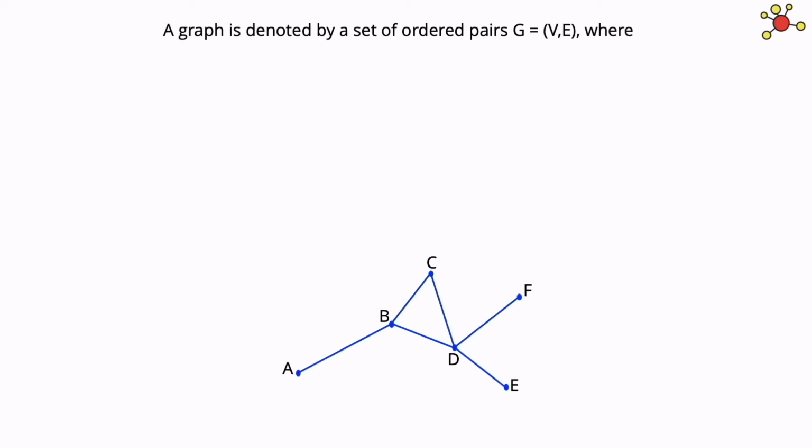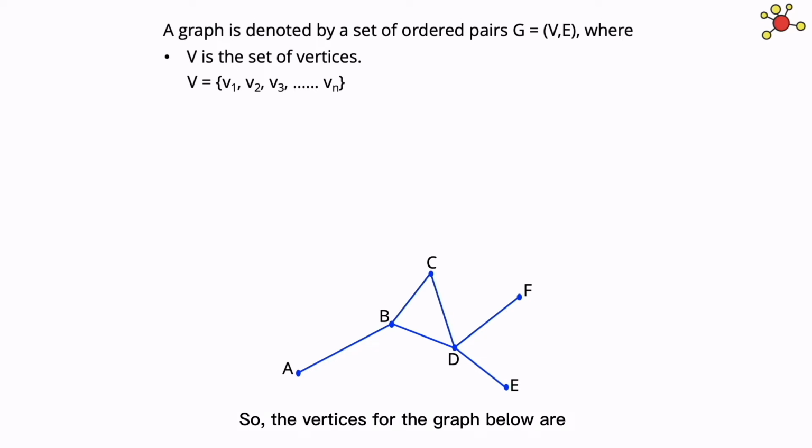Now, let's see how we make clear the two components of the graph, vertices and edges. A graph is denoted by a set of ordered pairs G = (V, E). V stands for vertex and E stands for edge. From the graph below, V is the set of vertices. We can write it in set form V1, V2, V3 until Vn. So the vertices for the graph below are A, B, C, D, E, and F. These are the elements of set V.